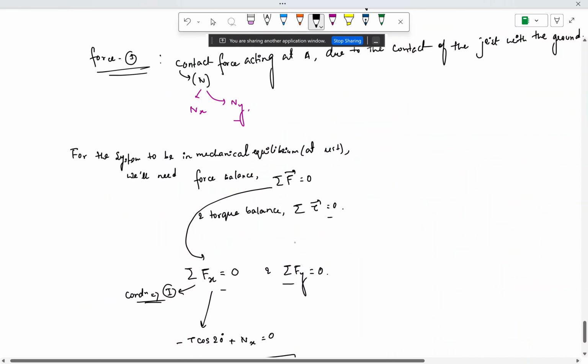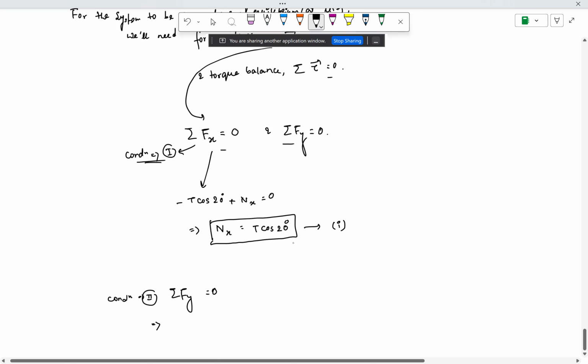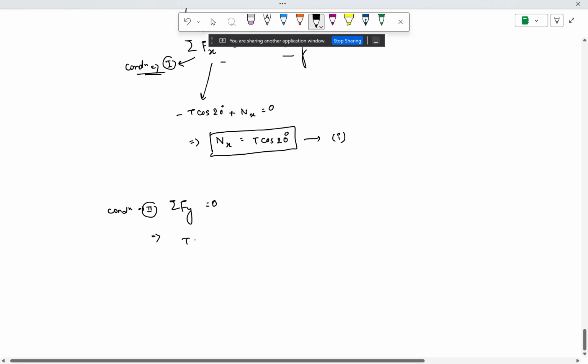So your net Fy will be T sin 20 degree, this is in the minus y cap direction, and in the same direction there is this Mg force. So both forces are in the minus y cap direction.